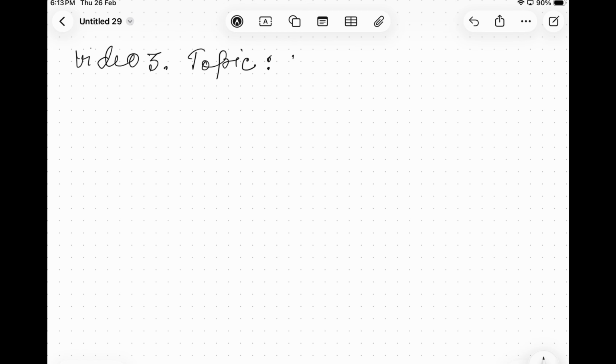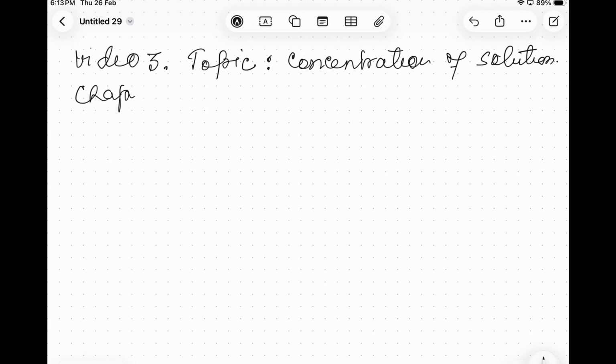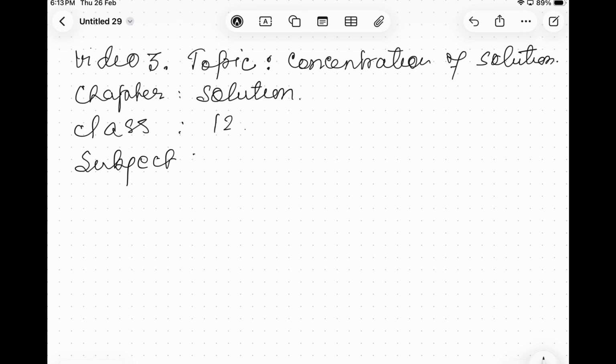Concentration of solution. Chapter: Solution, Class 12. Subject: Physical Chemistry.